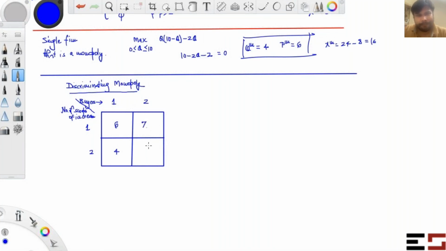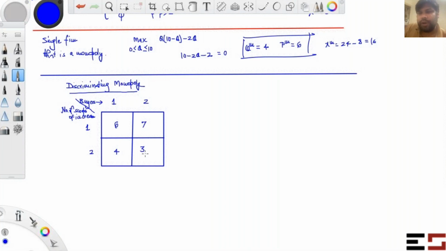So let's put another person, 7 and 3. I've just assumed some numbers. So this is your marginal valuation table. Let me make one assumption. The assumption here is this: if at a certain price, the consumer is indifferent between buying more and less, then let us assume that he'll buy more. Is that clear?